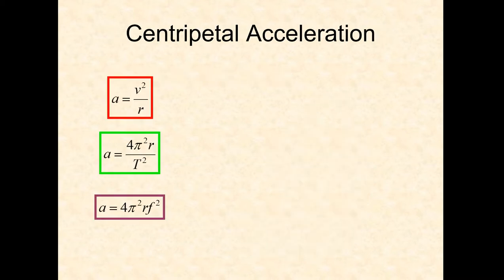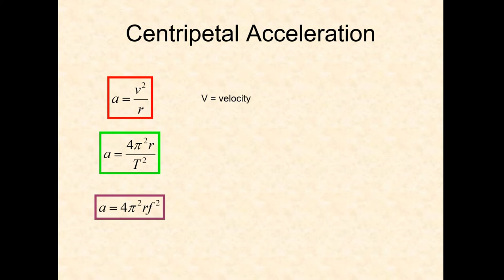With centripetal acceleration, we have three different equations to work with. The first one is a = v²/r, where v is velocity, so the acceleration will be velocity squared over r, the radius of the circle. If you're swinging a pail of water, you are the center of the circle, and the radius is from your center point to the bucket of water.